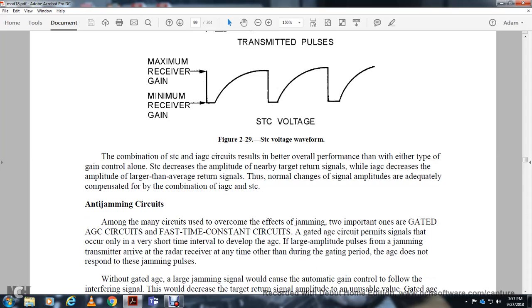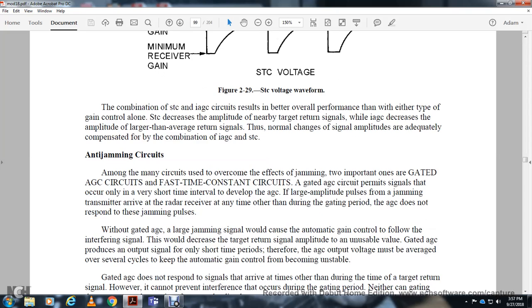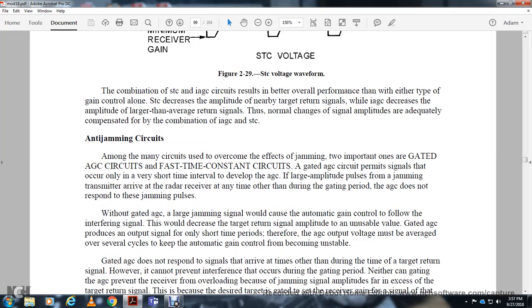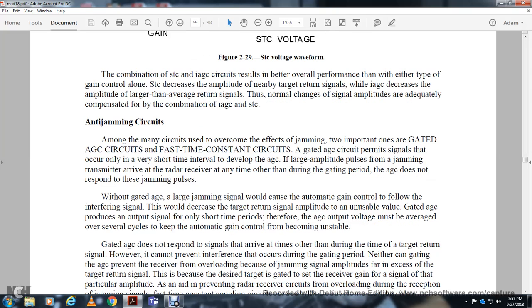A combination of sensitive time control and instantaneous automatic gain control circuits results in better overall performance than either type of gain control alone. The sensitive time control decreases the amplitude of nearby target return signals, while the instantaneous automatic gain control decreases the amplitude of larger than average return signals. The normal change in signal amplitude is adequately compensated with a combination of instantaneous automatic gain and sensitive time control circuits. Anti-jamming circuits. The main circuits that overcome the effect of jamming.